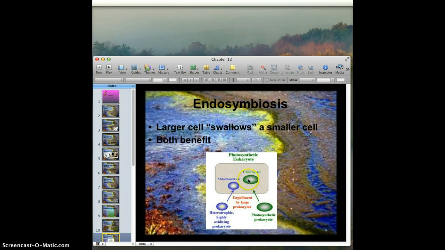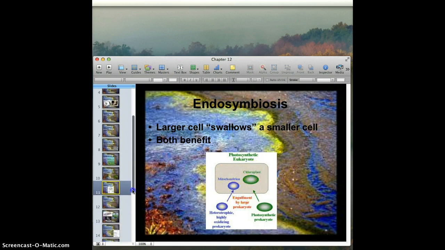And eventually it got to a point where these guys couldn't live without the bigger cell, and the bigger cell couldn't live without them. And so these stopped being single-celled and actually became a part of the larger cell. That's endosymbiosis. And that's the theory we sort of go with today.